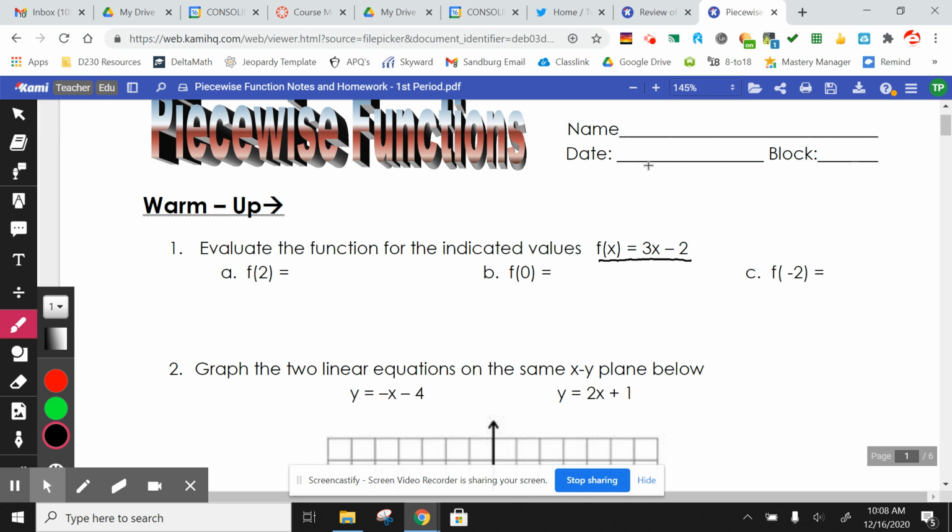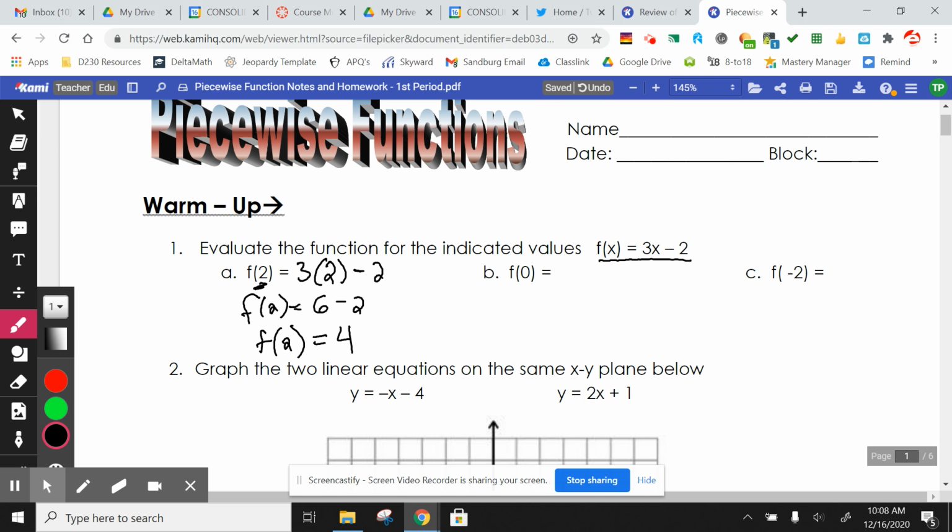f(x) = 3x - 2. So on the other side, wherever you have that x, instead of putting 3x - 2, I am telling you that we want our x to be substituted in as a value of 2. Then whatever that evaluates to, that's going to be 6 - 2. f(2) = 4.